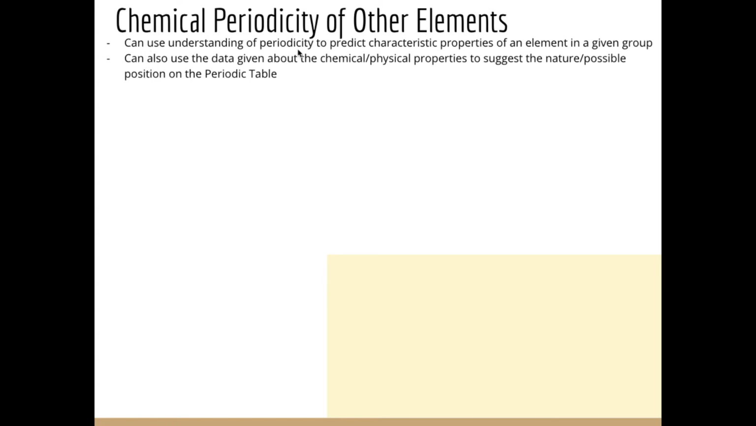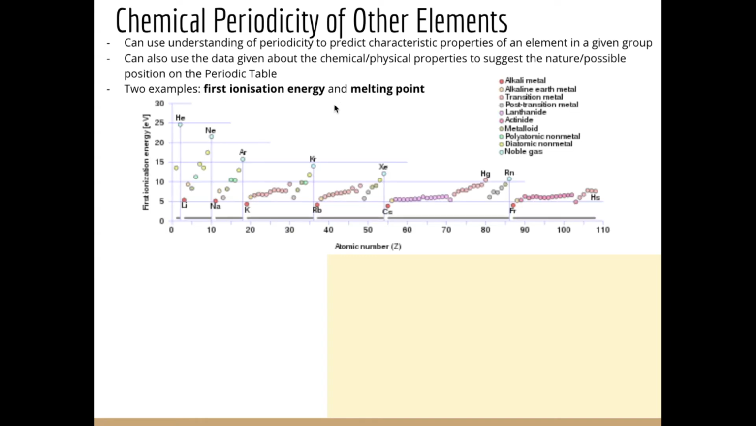You can use our understanding of periodicity to predict characteristic products of an element in a given group. You can also use the data given about the chemical and physical properties to suggest the nature or the possible position on the periodic table. Let's look at 2 examples, the first ionization energy and the melting point. So if we look at this period by period, we've got period 1, just our hydrogen and helium, period 2, period 3, 4, 5, 6, 7, etc.